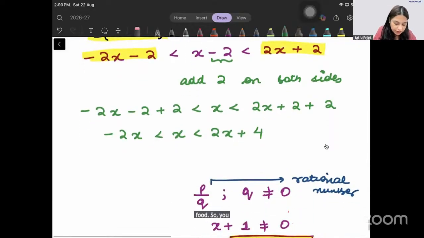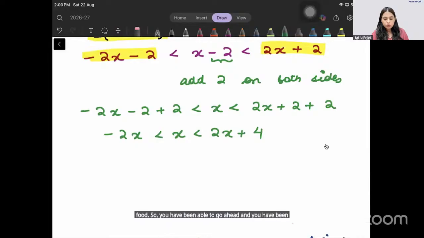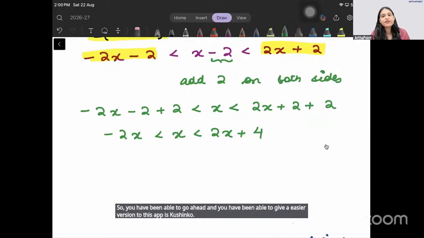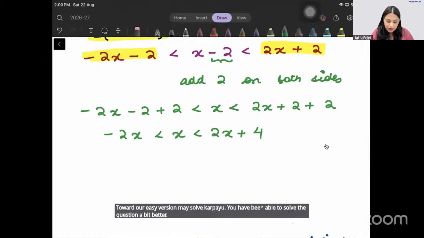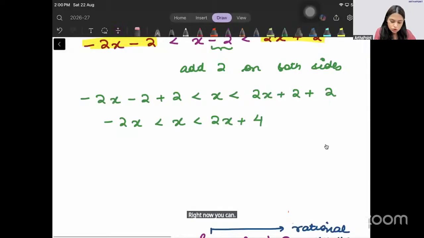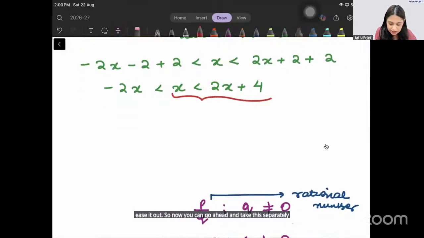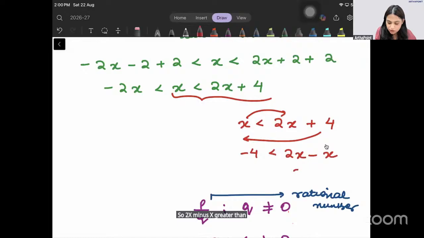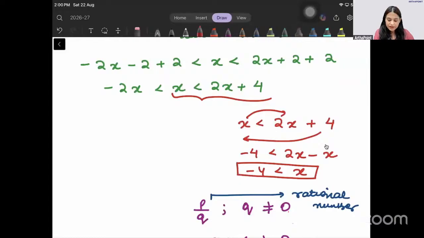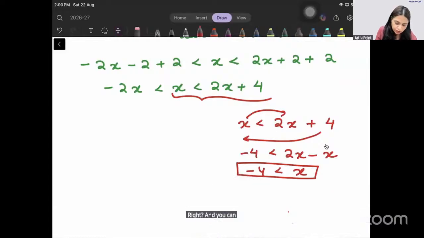So you have been able to give an easier version to this. आप इस question को थोड़ा easy version में solve कर पाए हो. You have been able to solve the question a bit better. Right? Now you can ease it out. So now you can take this separately, that x less than 2x plus 4. So take x here and 4 here. So 2x minus x greater than minus 4. So x greater than minus 4. Right?